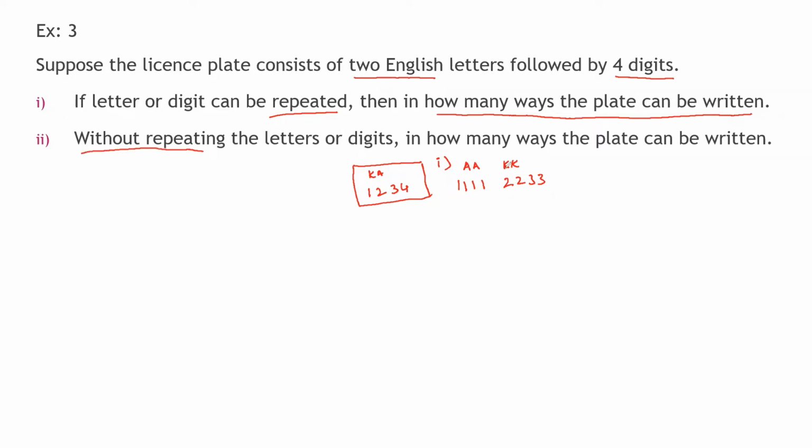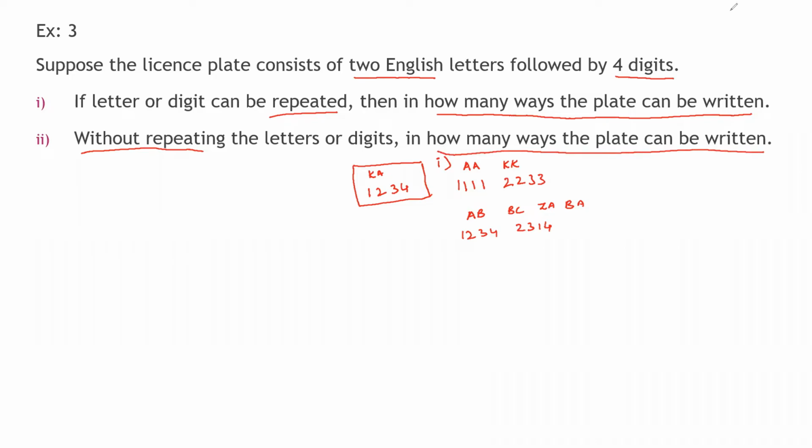Second case is without repeating. Means I cannot write AA or KK in alphabets, and in numbers also we cannot repeat. Numbers should not be repeated. It can be AB or else BC, ZA, BA, all are possible. Here in numbers, it might be 1, 2, 3, 4, or 2, 3, 1, 4, any numbers, but they should not be repeated. Numbers should be different. In that case, how many ways can the plate be written? So this is the question.